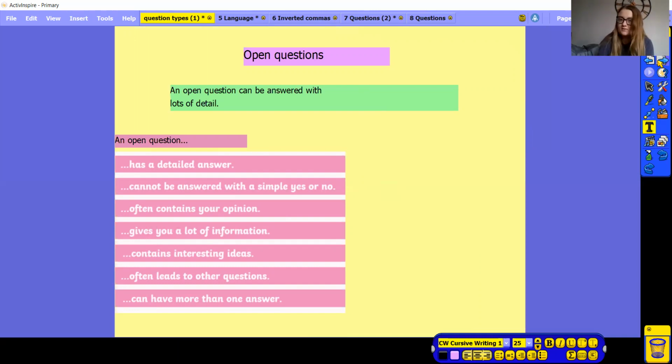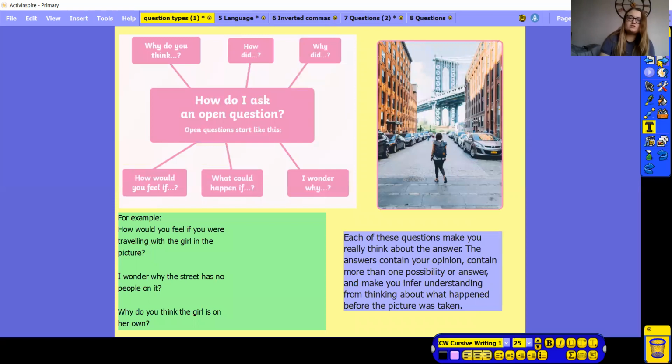It often contains your opinion, so you might answer it with, I think that. It often gives you a lot of information, so you can say because, and you'd give more reasoning. It may contain interesting ideas. Sometimes it can lead to other questions as well, so you can develop the answer even further. And you can actually have more than one answer. So let's have a look at some examples of open questions then. To ask an open question, you could start your question with, why do you think? How did? Why did? How would you feel if? What could happen if? And I wonder why.